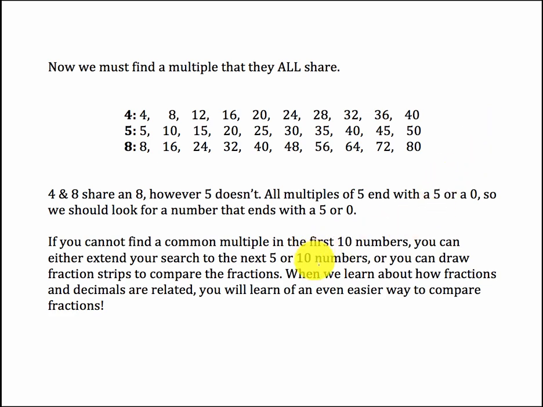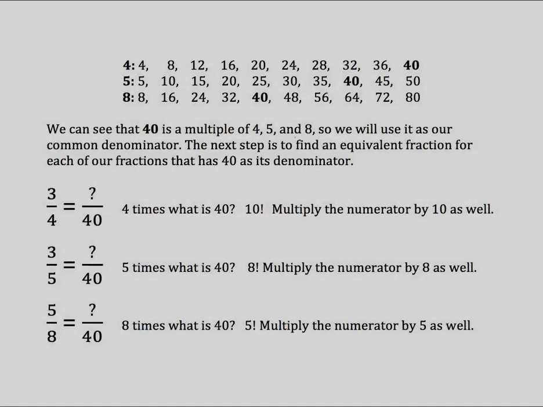Or you can do what we did last lesson, and you can create fraction strips, or those rectangles, those strips of paper, and you can compare the fractions that way. Later on, we'll learn how fractions and decimals are related, and you'll learn of an even easier way to compare fractions. But for now, this lesson's about finding a common denominator. So try to find out which number all 3 of these denominators share. Hopefully you found out that they all have 40 as their common denominator.